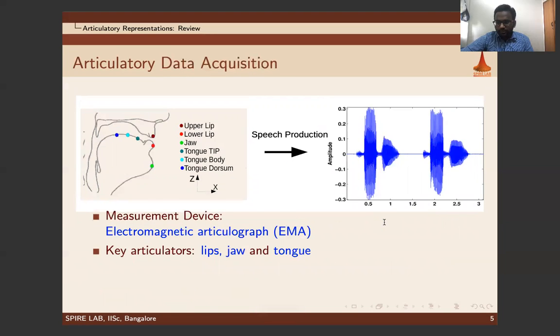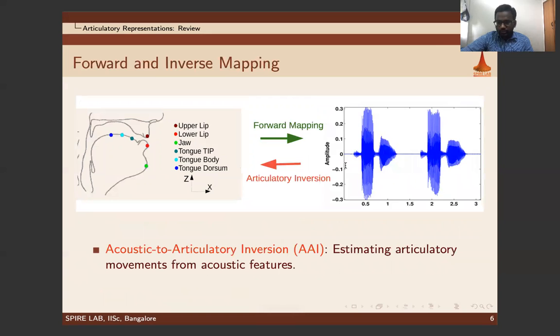Various acquisition devices are available to record synchronous acoustic articulatory data. One such device is electromagnetic articulograph, where we place the sensors on key articulators, namely lip, jaw, and tongue. Estimating speech acoustics from articulatory movement is known as forward mapping, while estimating the articulatory movements back from the acoustics is known as acoustic to articulatory inversion. In this work, we focus on acoustic to articulatory inversion modeling.